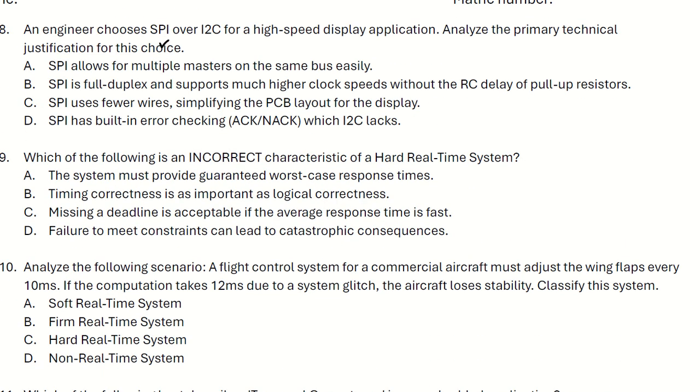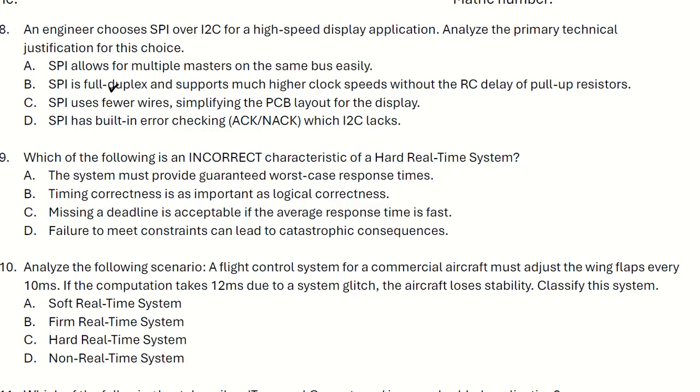Okay, an engineer is using SPI over I2C for a high-speed display application. Analyze the primary technical justification for this choice. So why use SPI? SPI has more pins, am I correct? So it allows multi-masters or a shared bus easily. I2C only has one master, but SPI has multi-master. This one is unclear, so let's move on.